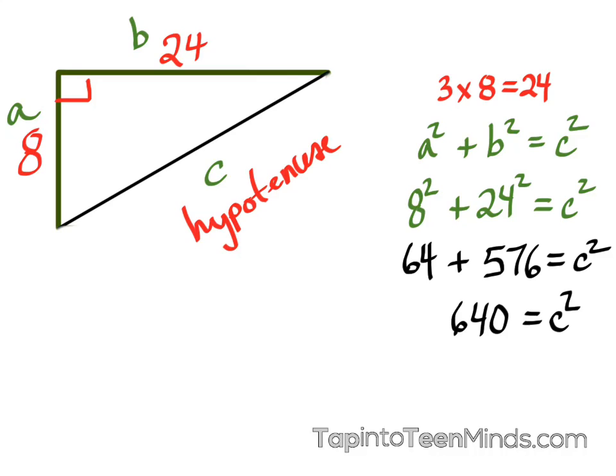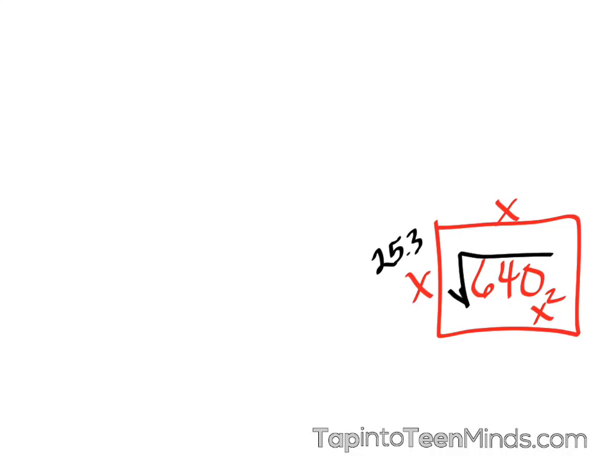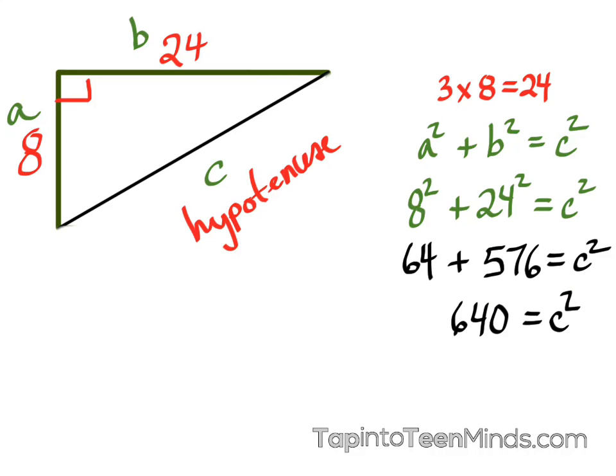Nicely done. And finally, how do I get my c squared by itself? I've got c squared equals 640. Remembering, this is what it looks like. Here's 640. That's x squared. What is x equal to in this case? What do you think? What's it going to be? Yes, sir. Don't you have to square root it? Awesome. What do you get when you square root? 25.3. We all good with that, folks? Awesome stuff. So that means that this diagonal must be 25.3 as well.